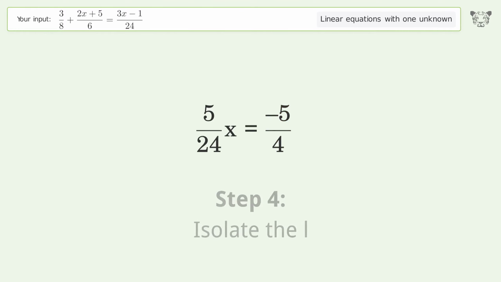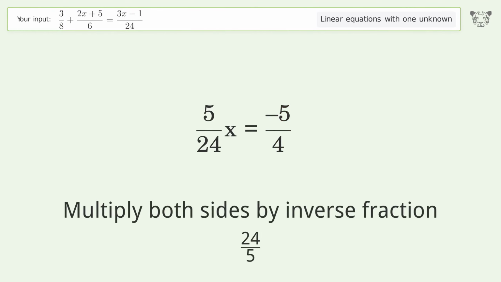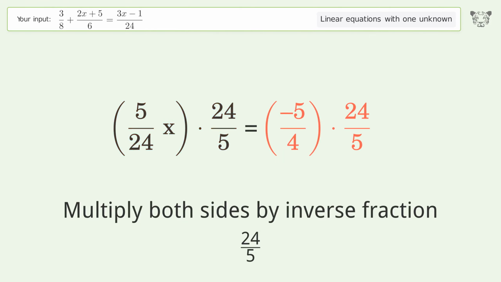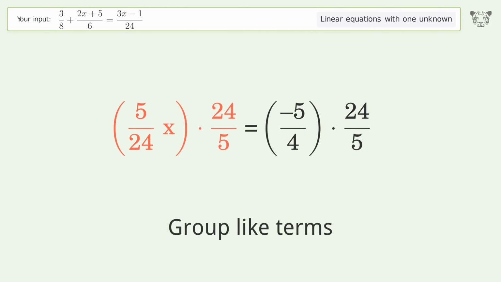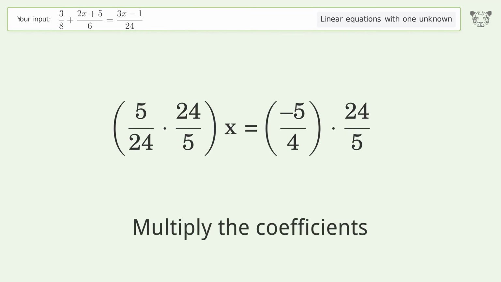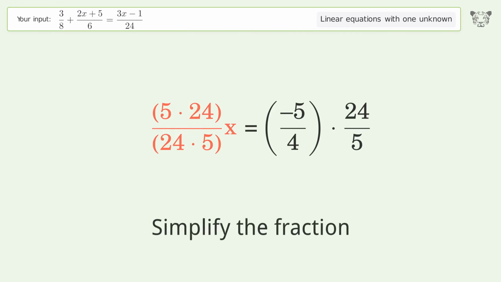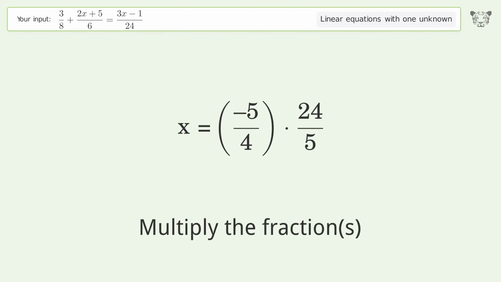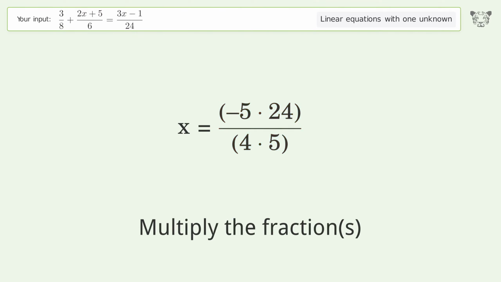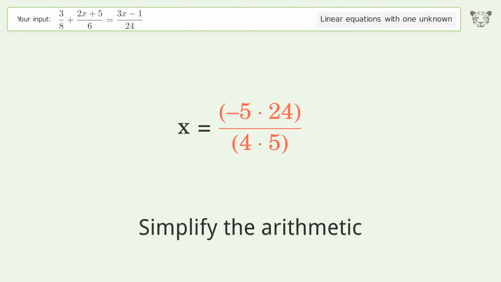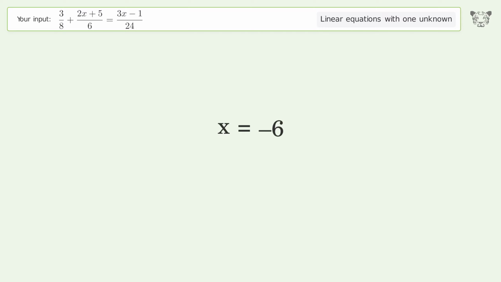Isolate the L. Multiply both sides by inverse fraction 24/5. Group like terms. Multiply the coefficients. Simplify the fraction. Multiply the fractions. Simplify the arithmetic. And so the final result is x equals -6.